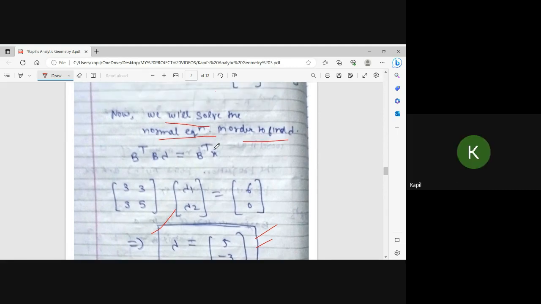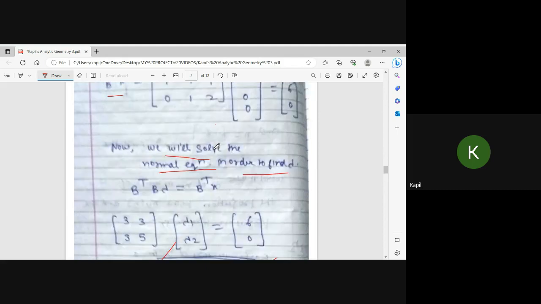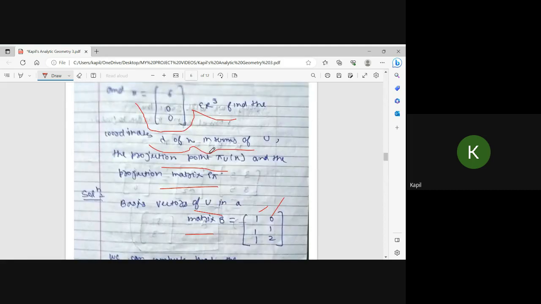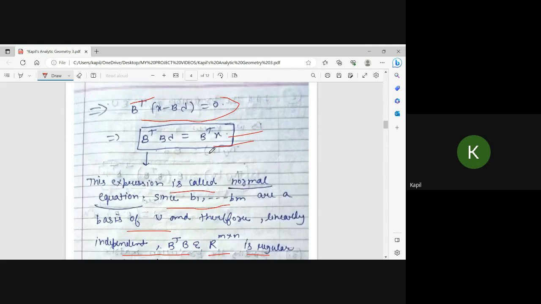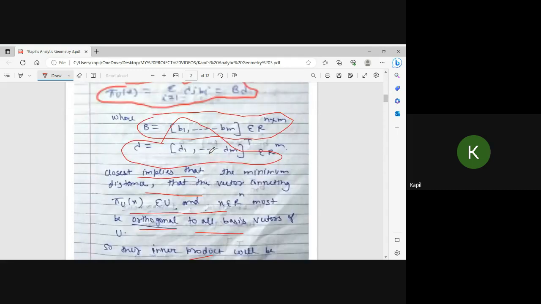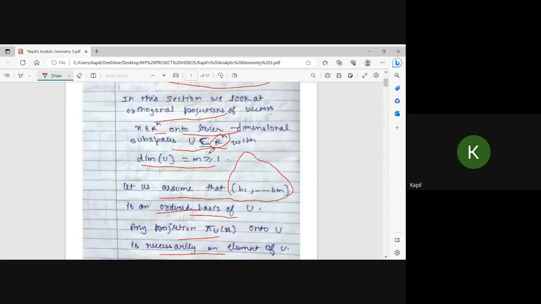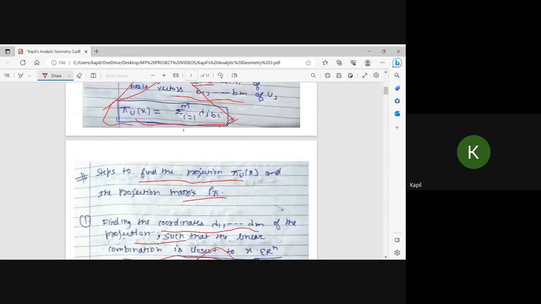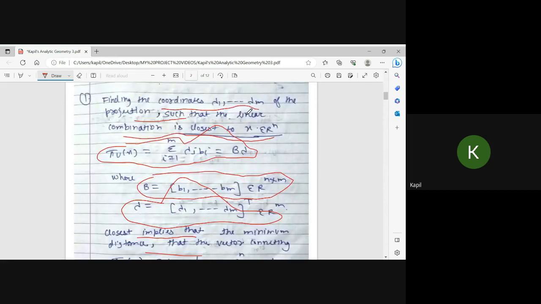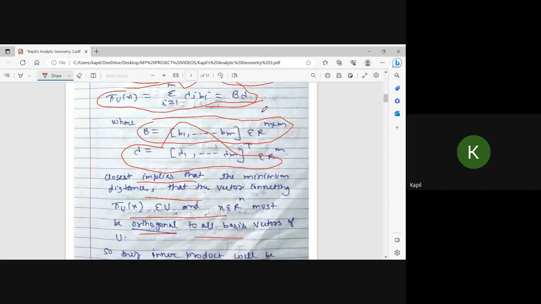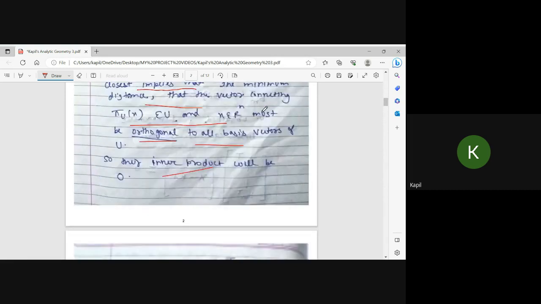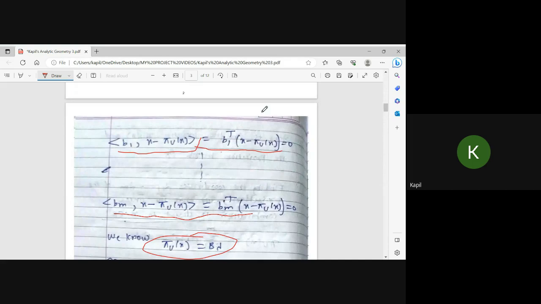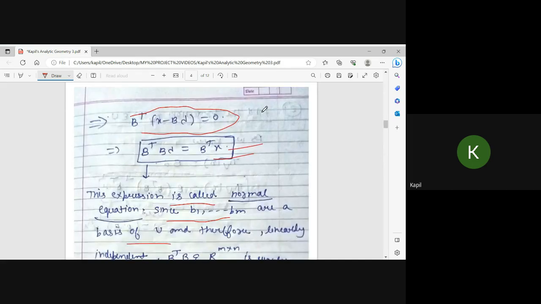This equation, B transpose B lambda is equal to B transpose into x. So this was the... one minute. I have to again see all the things. From this one, after solving these, we know that this is the linear combination, which can be written as B lambda, pi U of x. After solving this, we get this system of linear equations.